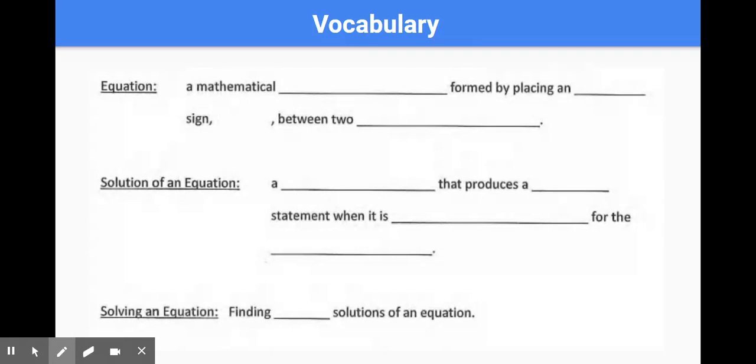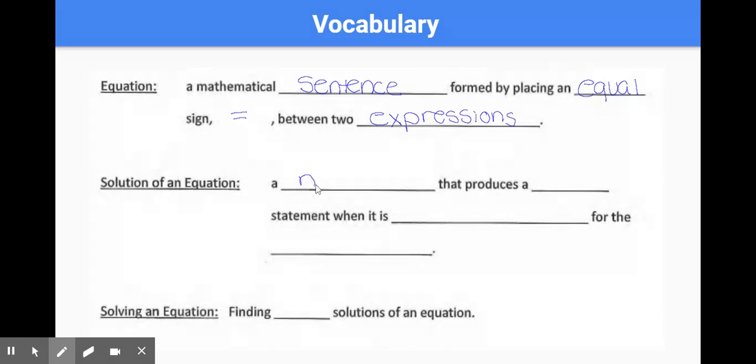The first word is equation. An equation is a mathematical sentence that is formed by placing an equal sign, which looks like this, between two expressions. Everything we have done so far has been expressions. Now we're going to work with equations because they're going to have equal signs setting two expressions together. And the goal is to find the solution of the equation.